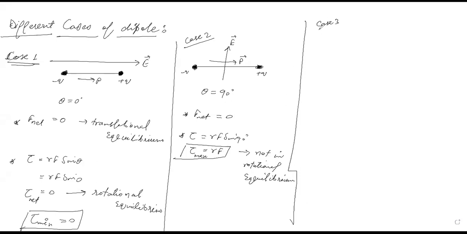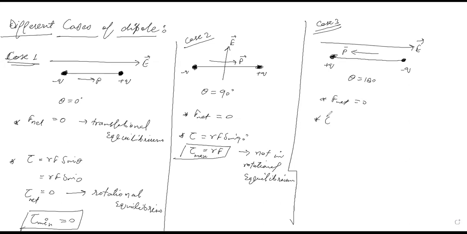And the case number 3. What will happen when your dipole is placed in the field opposite to the direction of the field? This is your field E, and this is your minus q charge, and this one is the plus q charge. The direction of the dipole is this. Here theta is equal to 180 degree. Net force once again is 0.